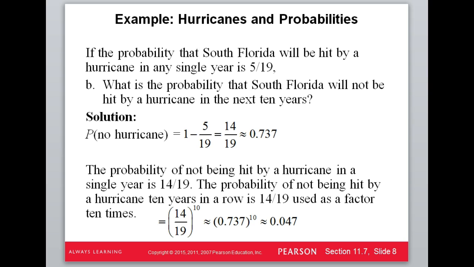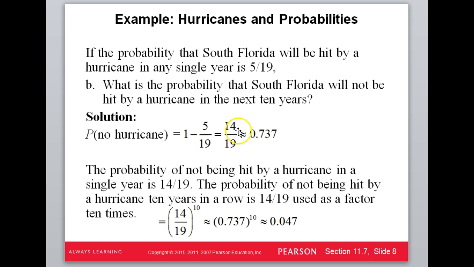Alright, now if the probability South Florida is hit by a hurricane any single year is 5/19, what's the probability they will not be hit by a hurricane in the next 10 years? So they're not hit by a hurricane at all. So this is the probability they are hit by a hurricane, 5/19. So the probability they're not hit by a hurricane is 1 minus that, which is 19/19 minus 5/19, and that's where the 14 out of 19 is coming from. So 14 out of 19, now they're giving us this decimal, that's for 1 year. But this is not what we want. We want it for 10 years.